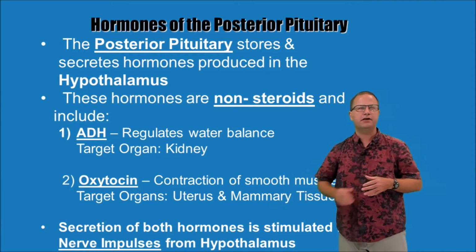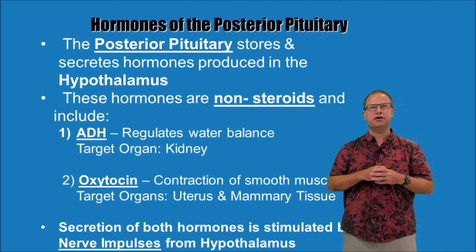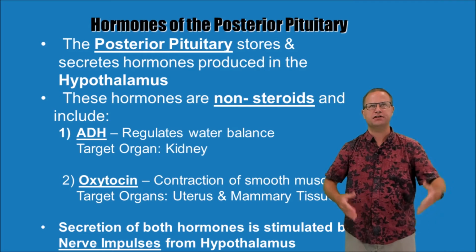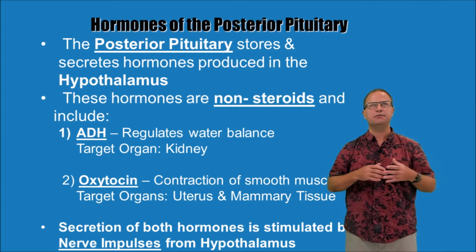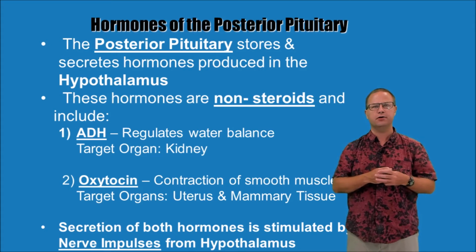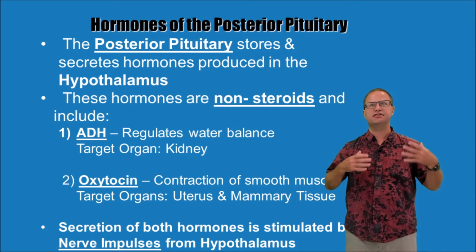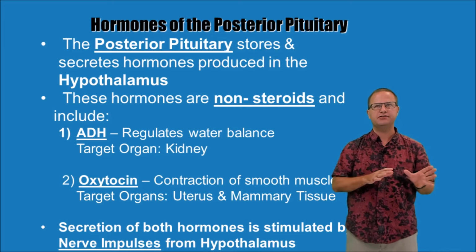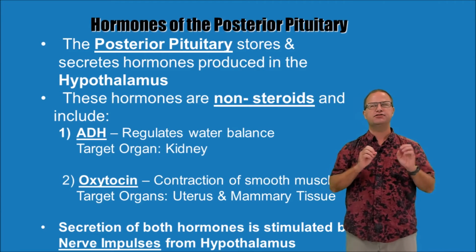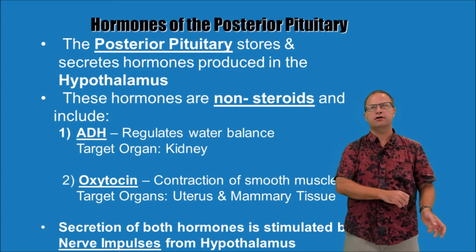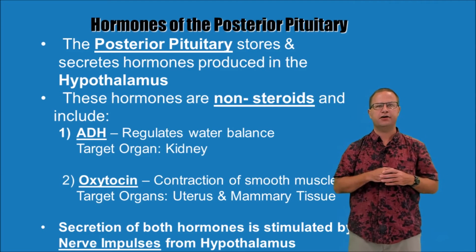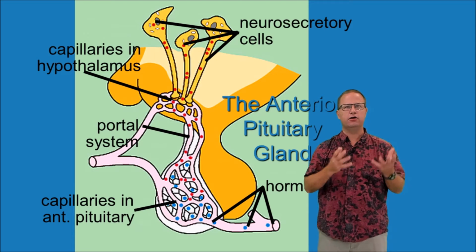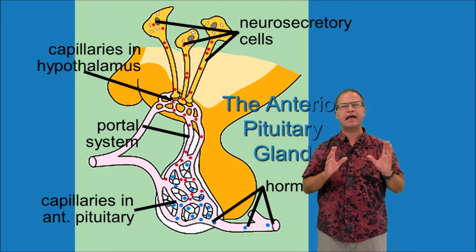The second hormone here is oxytocin. Oxytocin is also a non-steroid hormone, and it has target tissues in the smooth muscle of the uterus and also the mammary glands. In the uterus, it helps to stimulate uterine contractions during childbirth, and in the mammary glands, it helps to stimulate the milk letdown reflex. So the big picture here is that both of these hormones are actually made in the hypothalamus but stored in the posterior pituitary. And they are released or secreted from the posterior pituitary when we receive nerve impulses from the hypothalamus.